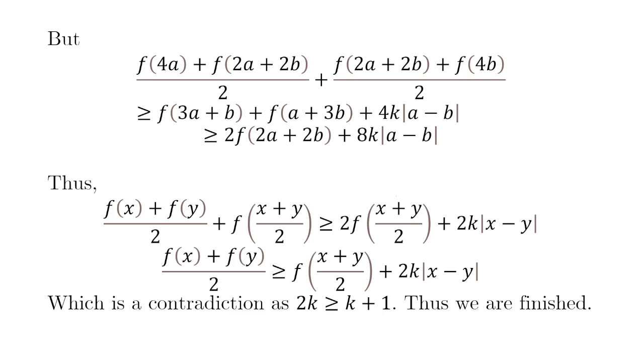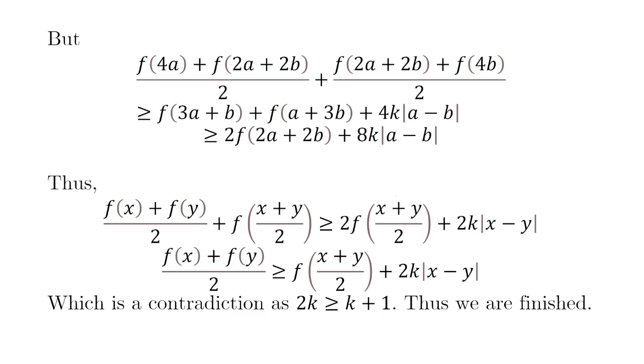So we have f of 4a plus f of 2a plus 2b over 2 plus f of 2a plus 2b plus f of 4b over 2. And so the first term becomes this f of 3a plus b, and the second term becomes this f of a plus 3b, and the absolute values that come from these terms become the 4k times the absolute value of a minus b. And then we just chain the inequality to get f of 3a plus b plus f of a plus 3b is greater than or equal to 2 times f of 2a plus 2b. And again, we add on an absolute value of 4k times the absolute value of a minus b. And so this becomes 8k times the absolute value of a minus b.